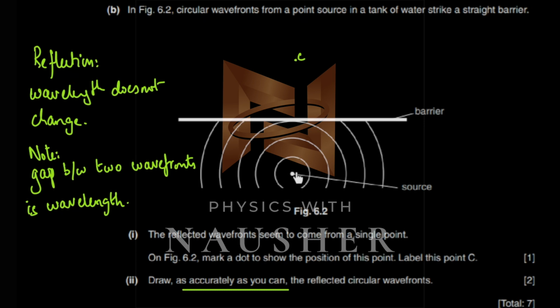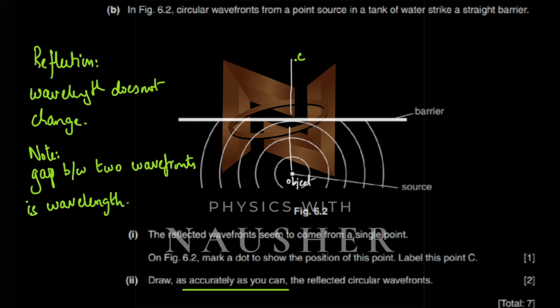Now in part B, please remember that the barrier is like a mirror. So if this is the source and they ask you to find out where the reflected wavefront is coming from, then remember the source is like your object and the barrier is like a mirror. So you have to go the same distance behind the mirror and find the image. This is where the reflected wavefronts appear to be coming from.